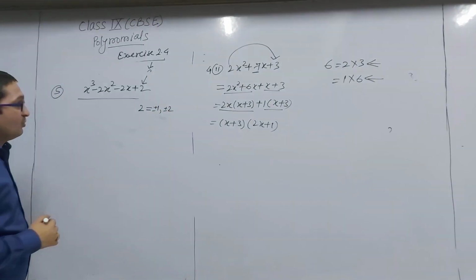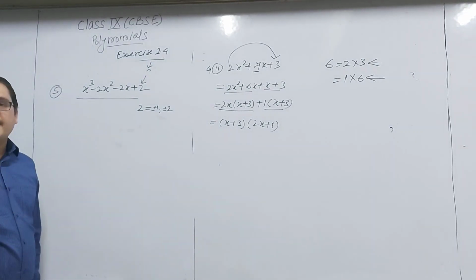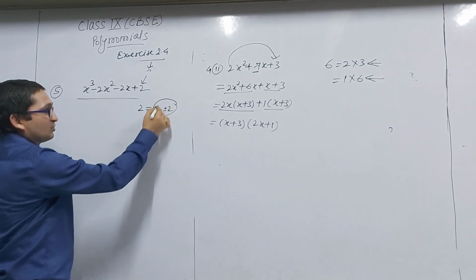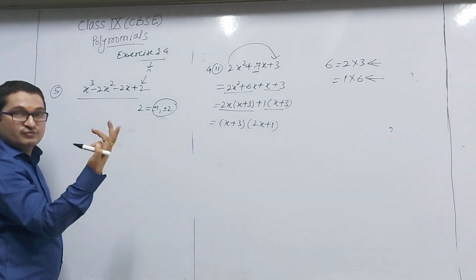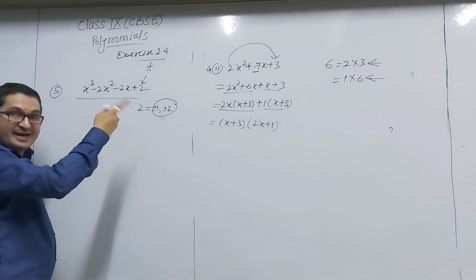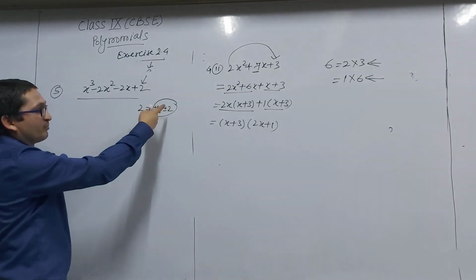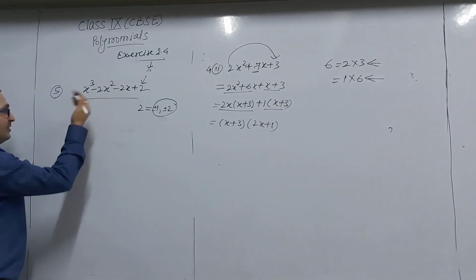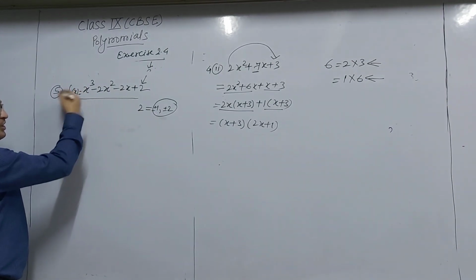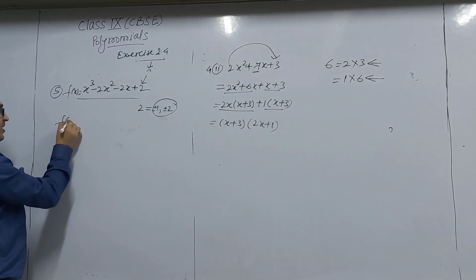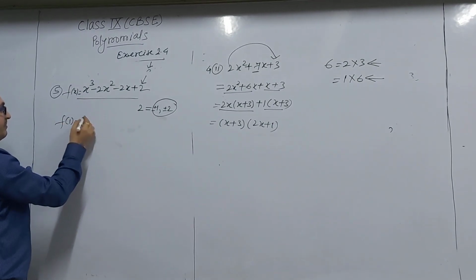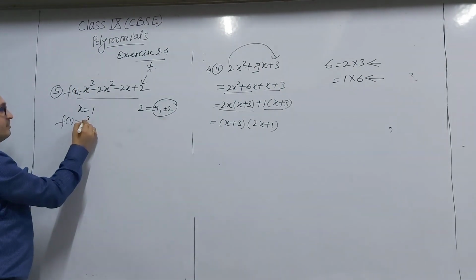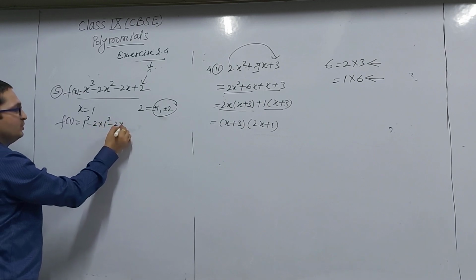So what we do, we are going to apply the trial and error method. For which value of x? You have to take these values, plus 1, minus 1. If for plus 1 and minus 1 this polynomial is not 0, then you need to proceed to the next value, plus 2 or minus 2. This is f(x), the polynomial in x. So first I am going to find f(1). Let me check f(1), means we are putting x equal to 1. So 1 cube minus 2 into 1 square minus 2 into 1 plus 2.